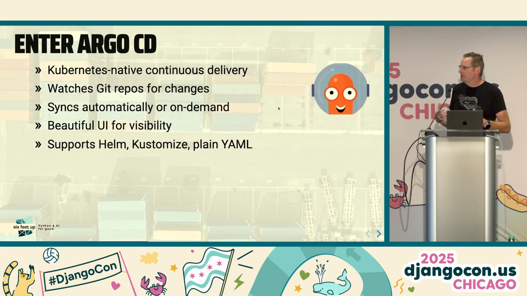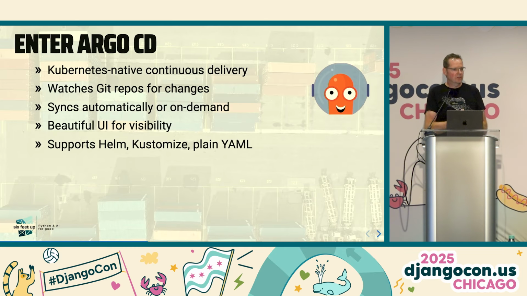So how do we get to this GitOps nirvana? This starts with a tool like Argo CD, or there's also another one called Flux out there that's open source. There are tons of, I'm sure, commercial options. Argo seems to be the one we've landed on.